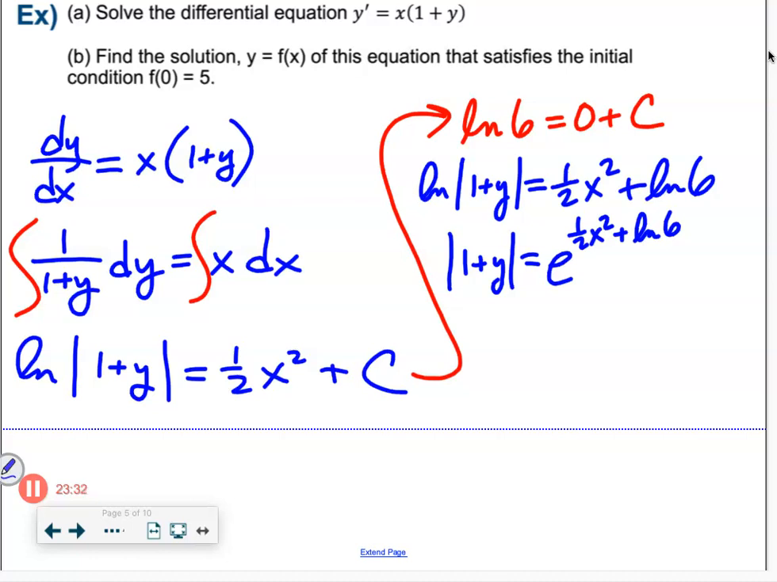If you want to simplify, I'm just going to show you. This is e to the 1/2 x squared times e to the ln 6, right? If you're multiplying, you add the exponents, right? What does e to the ln 6 equal? 6. So this is 6e to the 1/2 x squared, right? Okay. So now we have absolute value of 1 plus y equals 6e to the 1/2 x squared.